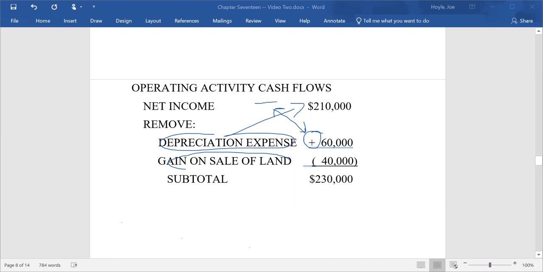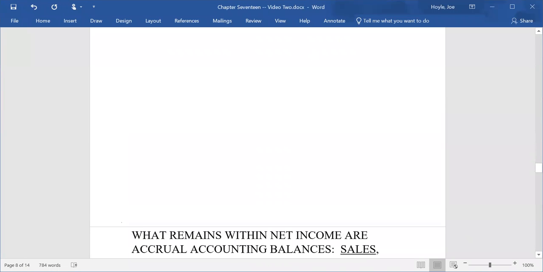The gain on sale of land is also in the net income number, but it's a gain, as a positive. So if you want to eliminate that positive, then you have to subtract it. If you can see why I add depreciation to eliminate the negative and why I subtract the gain to eliminate the positive, then you've gone a long way in understanding how the indirect method is created. That's a strong part for creating the indirect method.